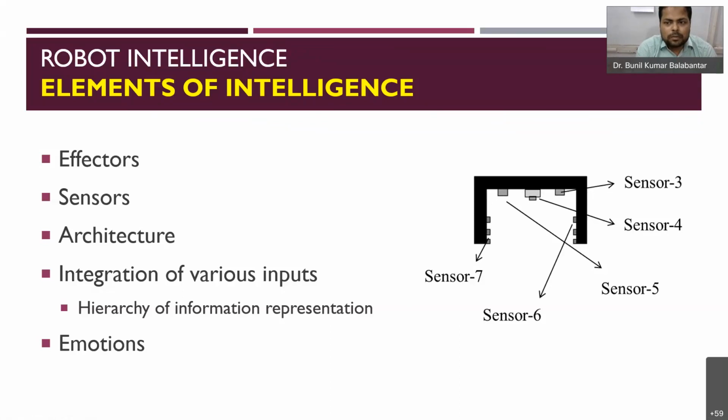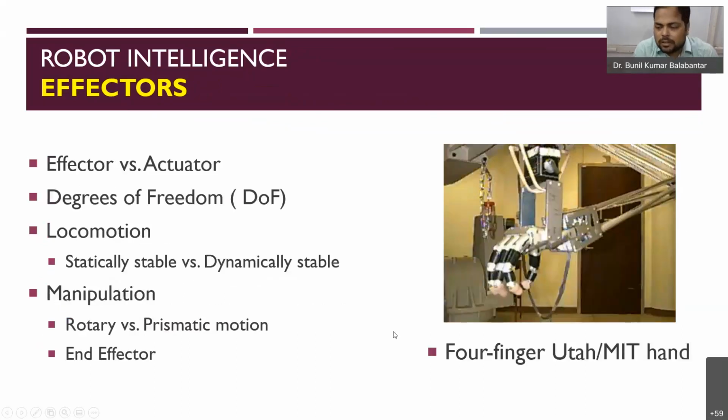Next, coming to the particular part, the effectors we have. Effectors, or we can say the actuators, are basically a kind of sensor which perceive certain information and give information to the robot so that the robot can perform some certain task.